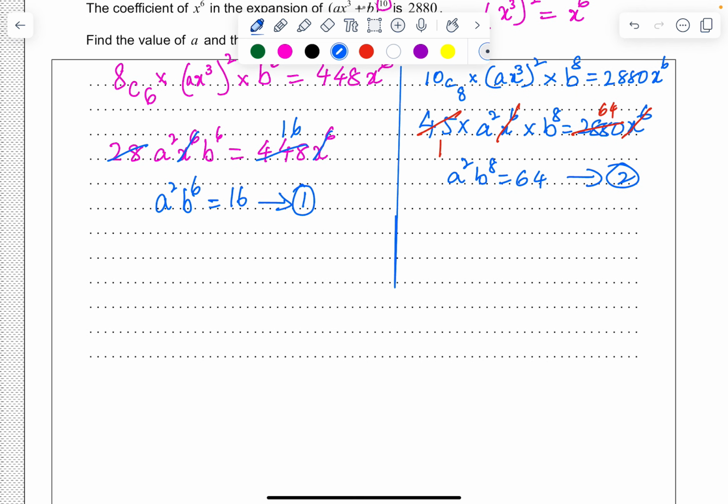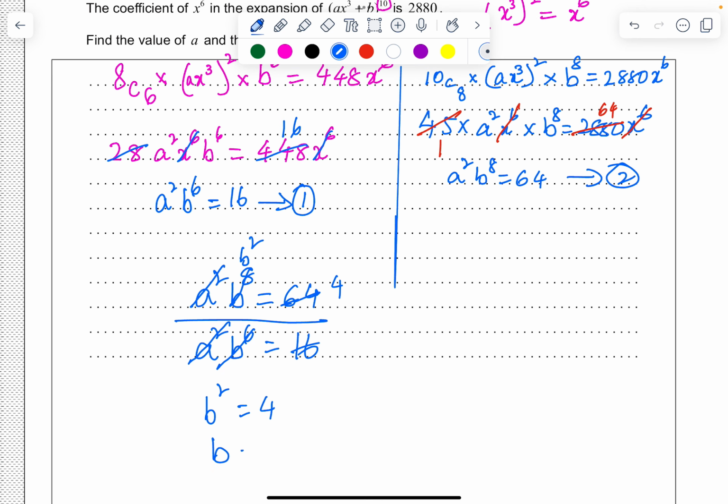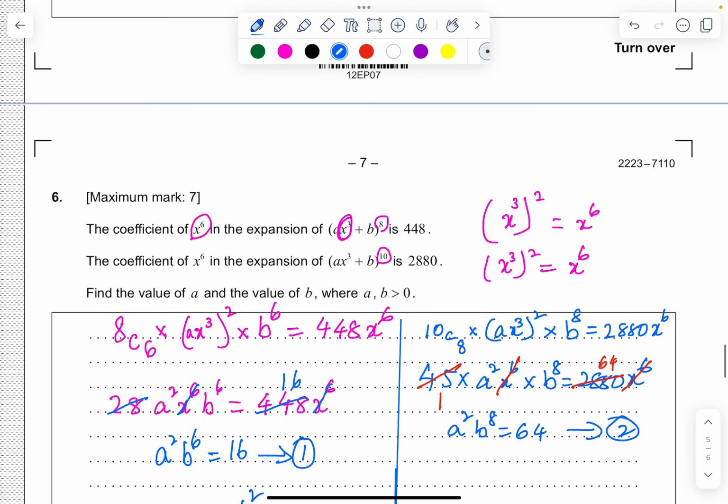So now I'm going to solve for b. a squared b to the power of 8 is equal to 64, divided by a squared b to the power of 6 is equal to 16. So a squared cancels. This gives me b squared equal to 64 over 16, which is 4. So b is equal to plus or minus 2, but we need to take only 2 since the question said a and b are greater than 0.